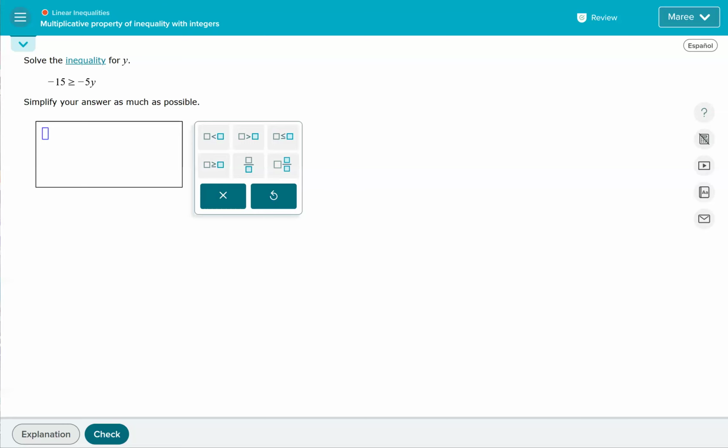So the difference for inequalities is if you ever have to multiply or divide by a negative number, then you need to flip the sign.